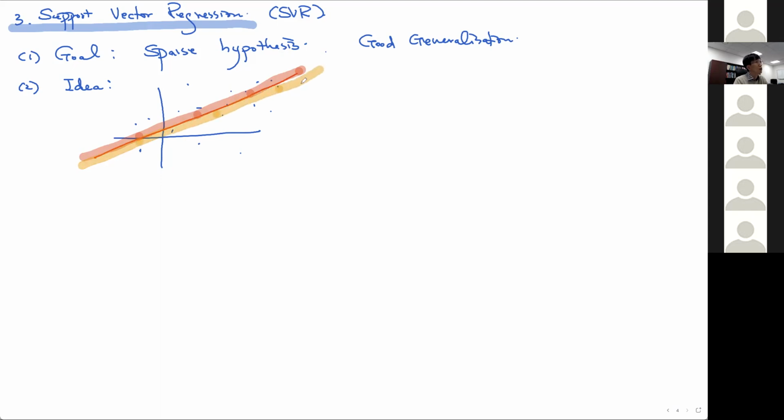Then some of the data points become quite close. For instance, a data point like this one is within this epsilon distance. This is epsilon, this is also epsilon distance, and so on. These are the close points. The idea of support vector regression is that we do not penalize all the points that are close enough to our prediction. We only penalize the ones that are far away, more than epsilon away. That's the idea of support vector regression.